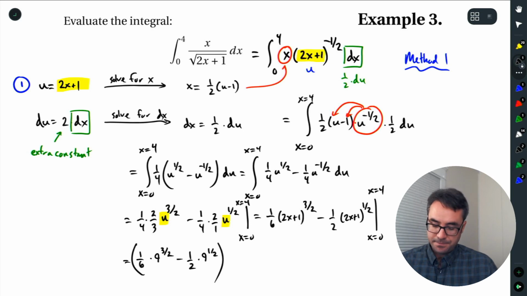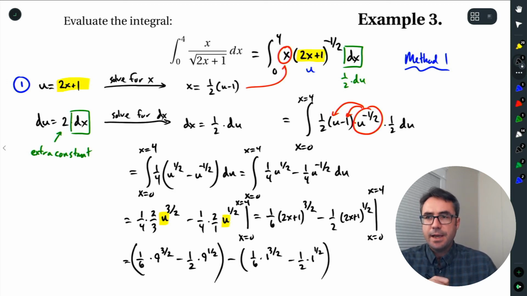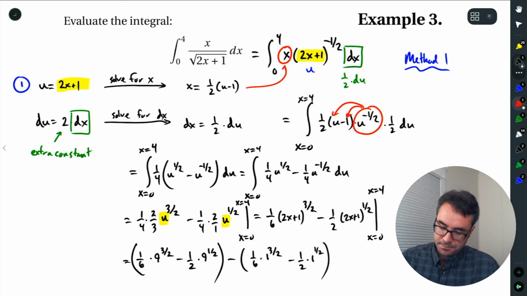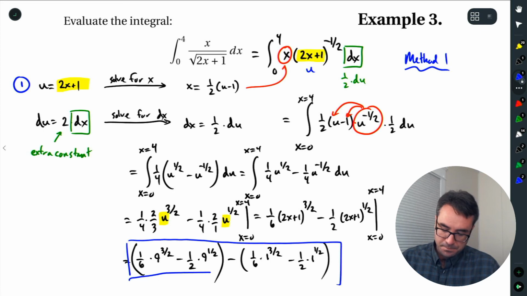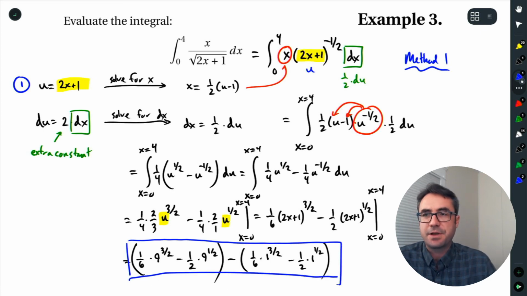Then we plug 0 in. And when we plug 0 into this piece here, we're going to have 1/6 times 1 raised to the 3/2. Plug 0 in here, we're going to have minus 1/2 times 1 raised to the 1/2 power. And there we go. We have our answer. Now we could actually simplify this down a little bit, but that's fine. There's our nice value for our definite integral.